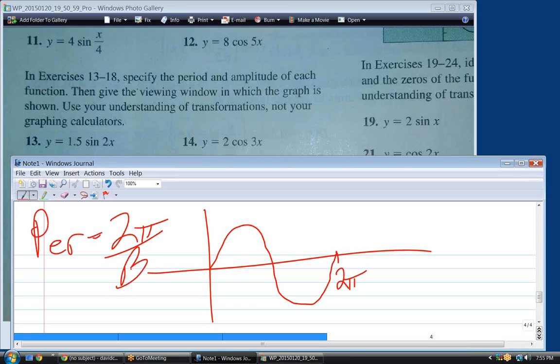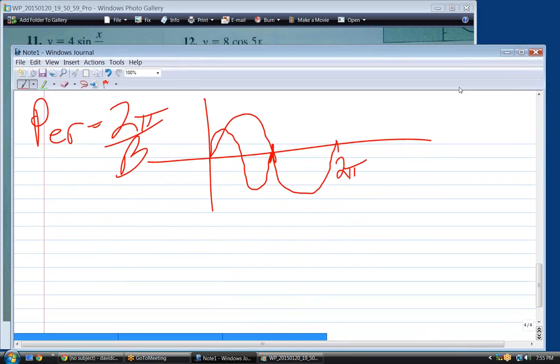So if b is 1, you have the natural period. If b in this case is 2, then this whole thing would have to be drawn and finished by that point. So it would have to look something like that. Okay? But now it also needs to be vertically stretched by 1.5. So I'd really need to draw it more like, let me bring up the blue pen again.